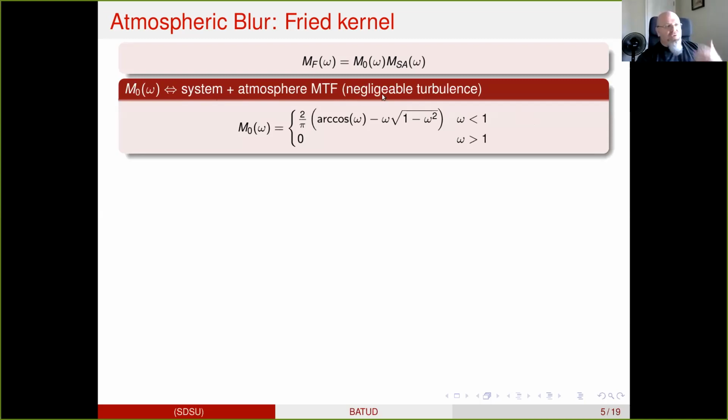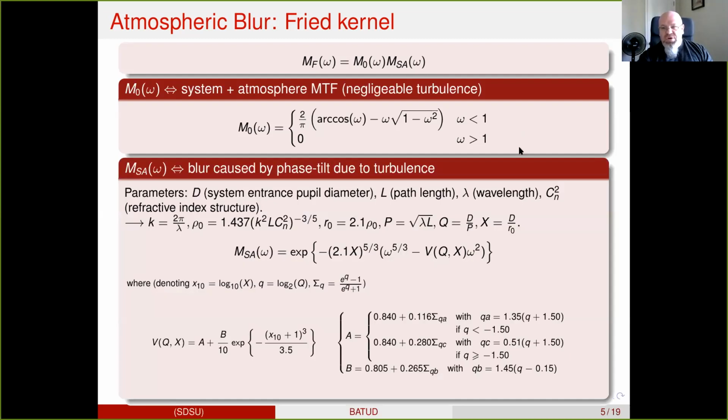That kind of kernel is also used when you are at very short range. You can use that kernel to model the impact of the optics of your system. So that's the first term, M0 of omega, which is pretty straightforward. I forgot to mention that I normalize the frequencies to be less than 1. Now the second part, the most interesting for us, corresponds to the impact of the atmospheric turbulence.